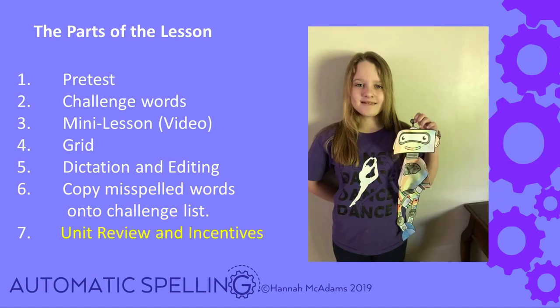Okay, and then we have unit reviews and incentives. So this is my daughter. She just finished automatic spelling this week, and she finished her robot. So every 8 lessons is a review. There's a review lesson after every 8 lessons. And that is a grid of all 60 words that they've learned in those lessons. And if they pass that, then they earn their robot body parts. The first one, after the first unit, they get a robot head, and then they get their body, and then they get one arm, and then another, and so on. And that's been pretty popular.